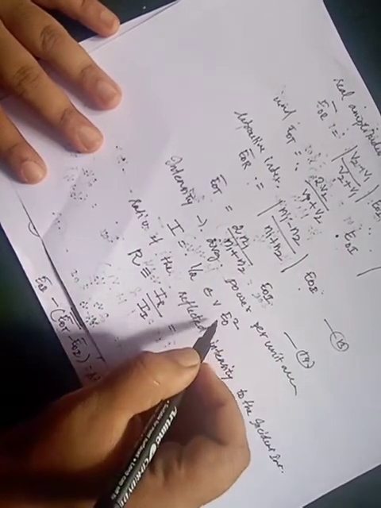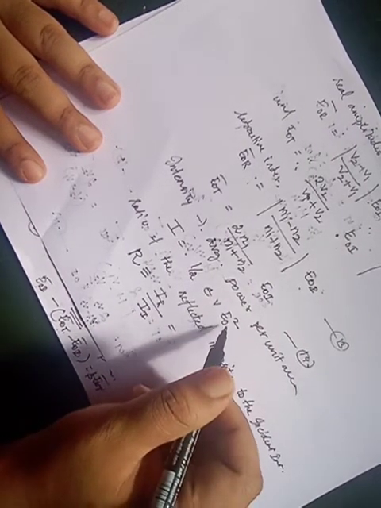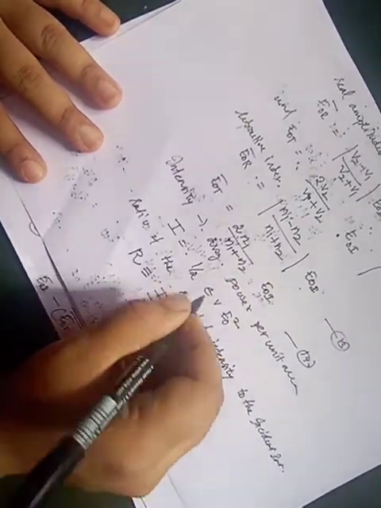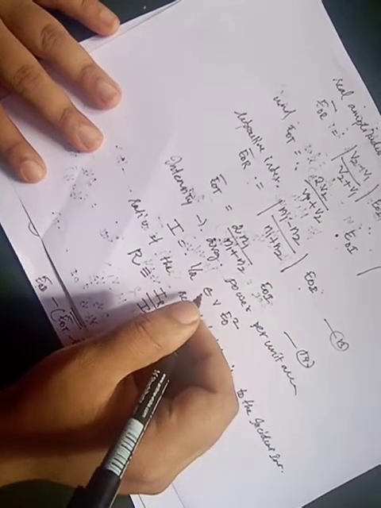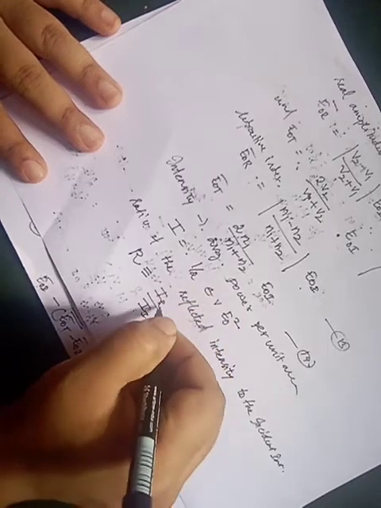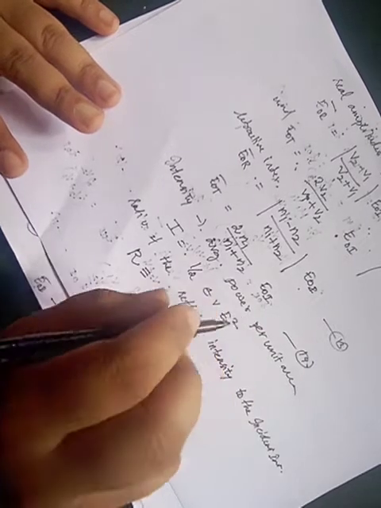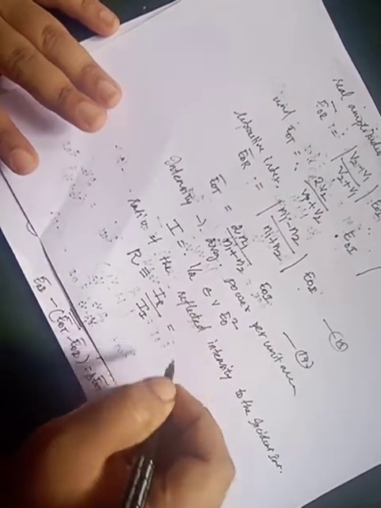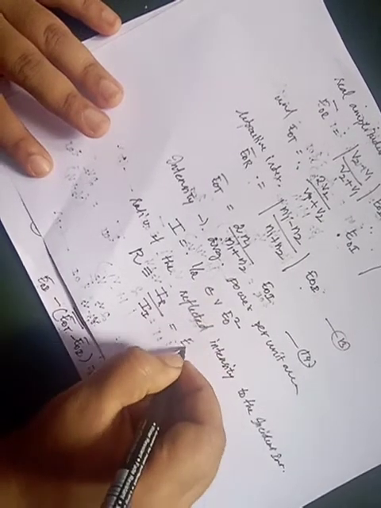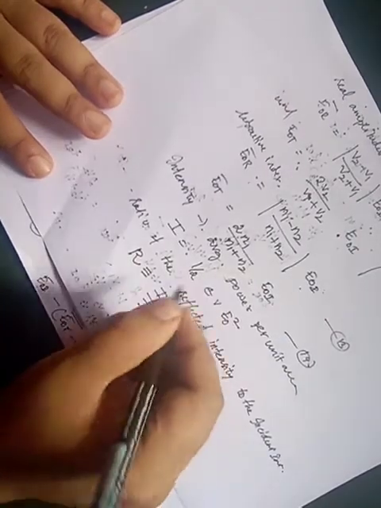So if we take the ratio for the reflected intensity and the incident intensity, we will get E naught R by E naught I, and the other terms will cancel each other. Here for the incident and the reflected wave, the velocity is the same, so the velocity and everything will get cancelled. So we are going to write the square term, that is E naught R divided by E naught I, the whole square.